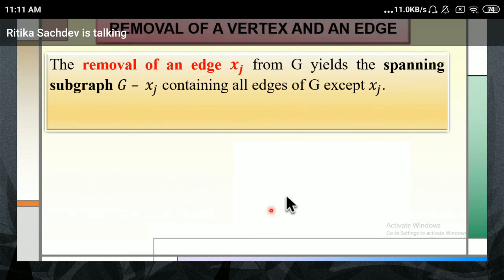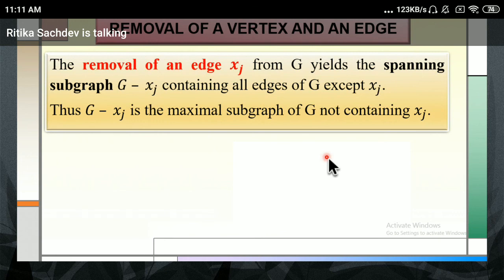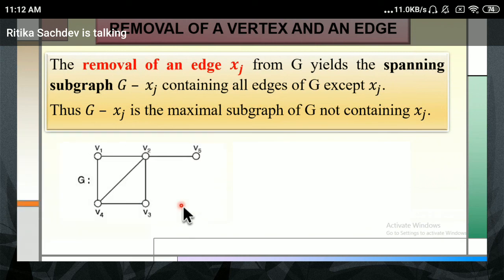So now we are saying if I remove an edge, now we are taking edge as xj from G, yields a spanning subgraph G minus xj containing all edges of G except xj. G minus xj is a maximal subgraph of G not containing xj. When you are removing an edge and in the process you get an isolated vertex, then you have to remove that vertex also. We'll see an example over there.